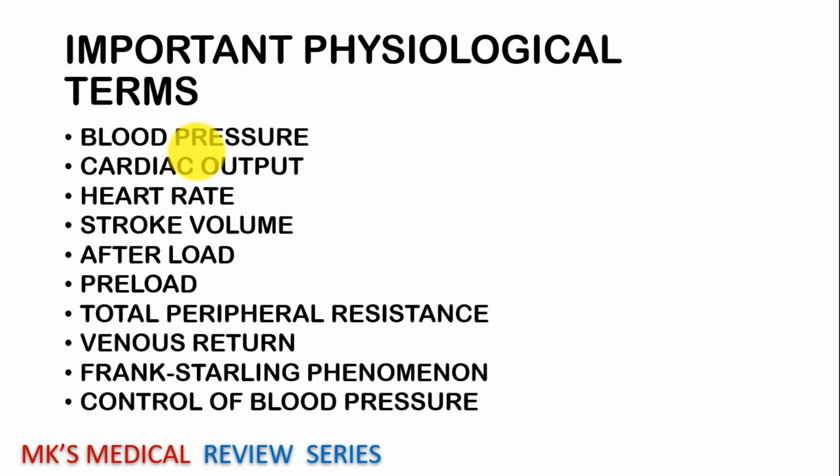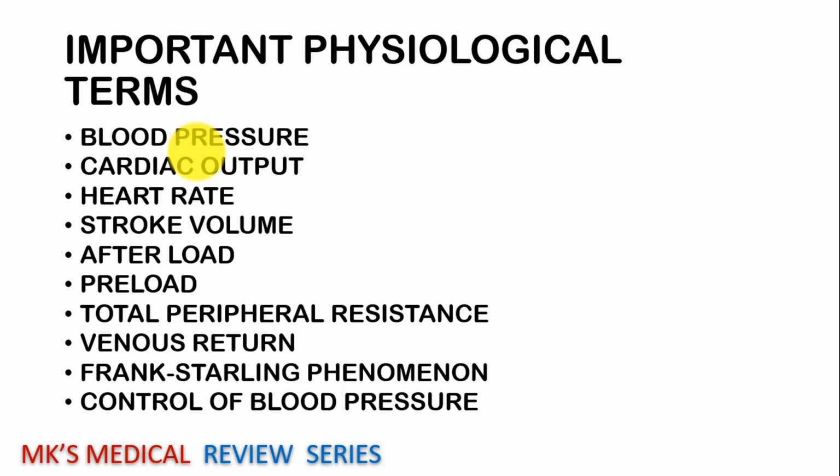Then, of course, your heart rate is the number of times your heart beats. Normal heart rate is between 60 to 100 beats per minute. If someone goes below 60 beats per minute, you refer to that as bradycardia. If someone goes above 100 beats, you refer to that as tachycardia.